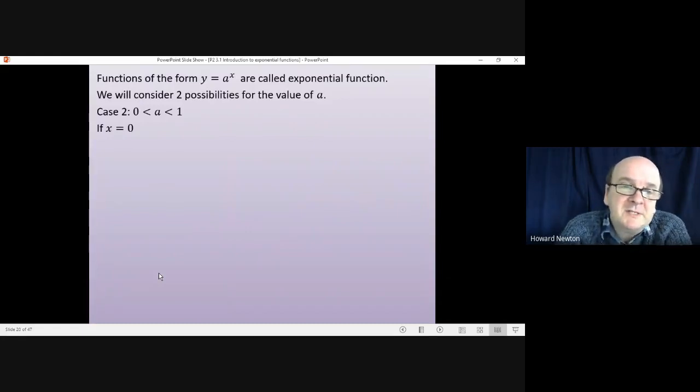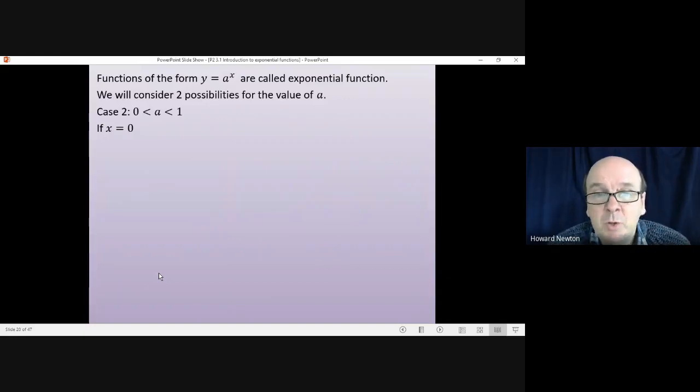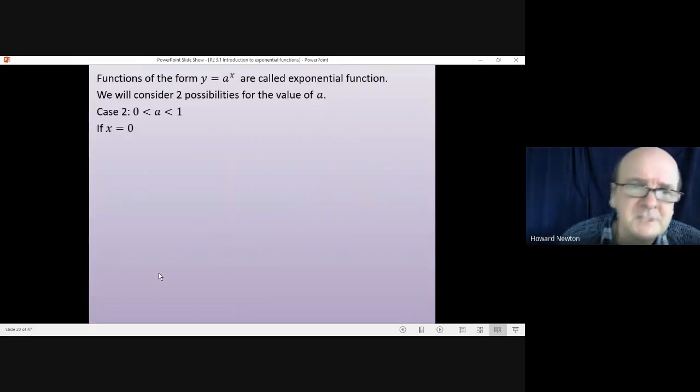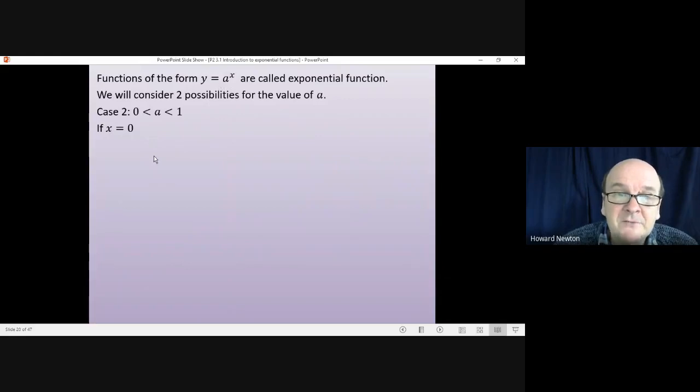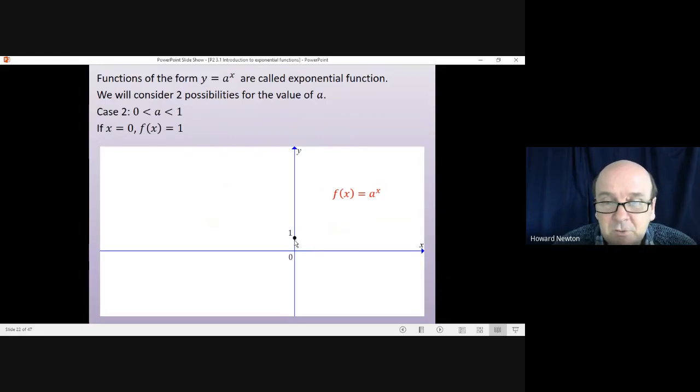Now case 2 is considering values of a which are bigger than 0, but less than 1. So any value bigger than 0, but less than 1. It's a little bit more confusing in this case, but we'll go through all the steps again. What will the curve look like? First of all, if x equals 0, well, you'll have a to the power of 0. That hasn't changed. Doesn't matter what a is. a to the power of 0 does equal 1. So if x is 0, then y equals 1, or f of x equals 1. Doesn't matter what a is. So the curve is still going to go through 1 on the y-axis.